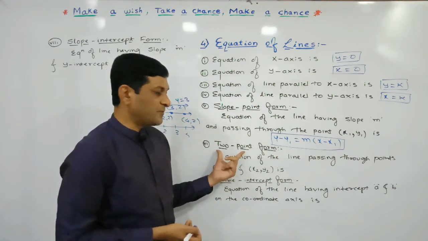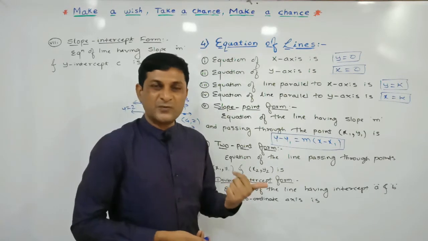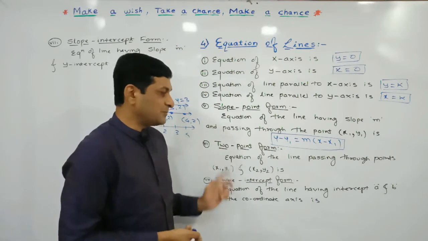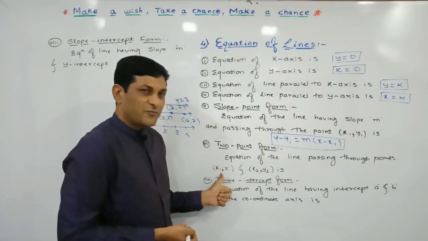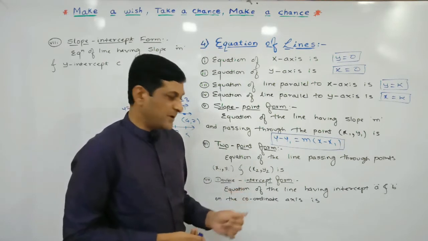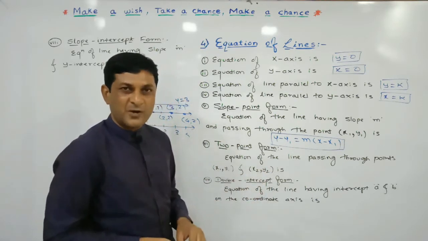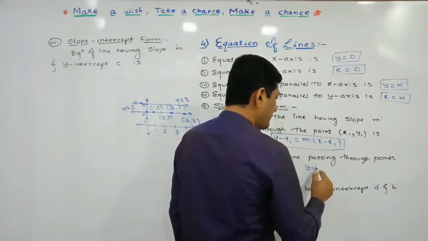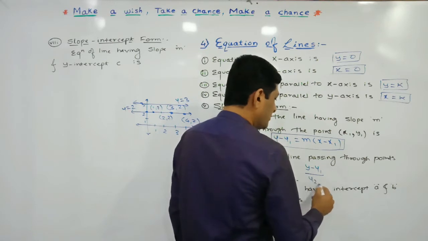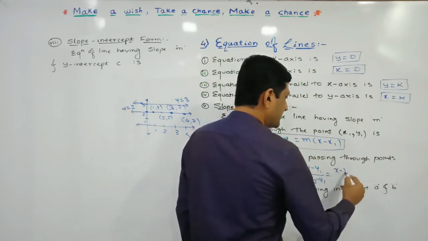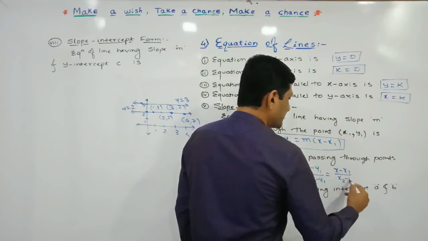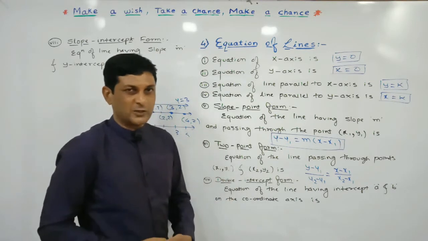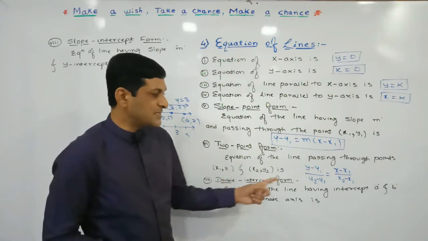Now the next formula is the 2-point form. Here also the name itself indicates that if the coordinates of 2 points on the line are given to us, at that time this formula is applicable. The coordinate of the first point on the line we have denoted by x1, y1, and the coordinate of the second point on the line we have denoted by what? x2, y2. Then the equation can be found by applying the formula y minus y1 upon y2 minus y1 is equal to x minus x1 upon x2 minus x1. So this formula is applicable to find the equation of a line if the coordinates of 2 points on the line are given to us. Next formula is the double intercept form.